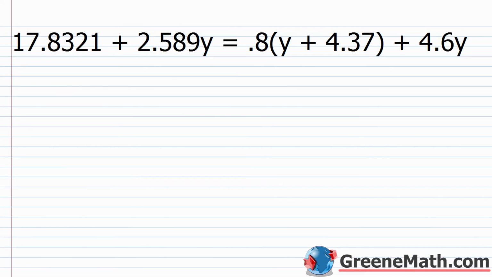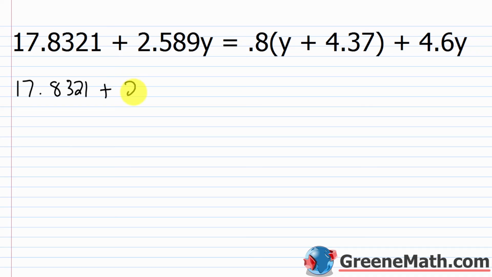All right, let's take a look at another one. We have 17.8321 plus 2.589y equals 0.8 times the quantity y plus 4.37 plus 4.6y. Now, just like we saw with fractions, when you're trying to clear decimals, you've got to use your distributive property first if you have decimals inside the parentheses.